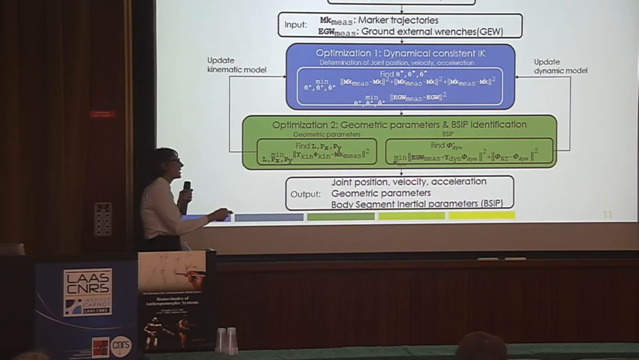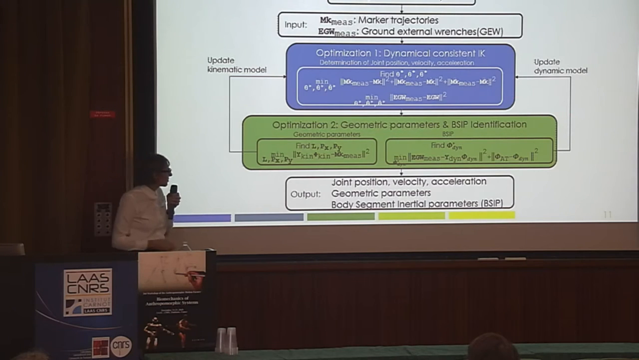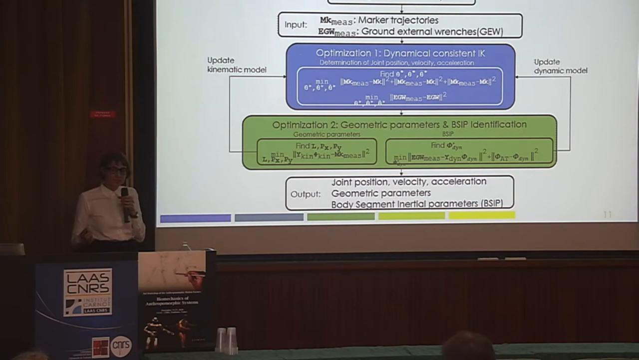And then once we have these, we also recompute the dynamic quantities, in several iterations of the computation, and we update both the geometric parameters, where we compute the lengths of the segments, and the dynamic parameters. There is a bit of a shift. And then what we have in the output is the joint positions, the velocities, the accelerations, the geometric parameters, and the body segment inertial parameters, so basically the dynamic parameters.